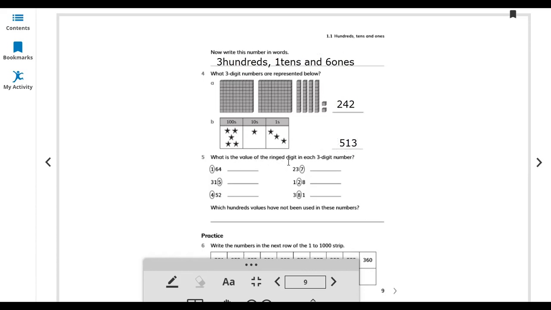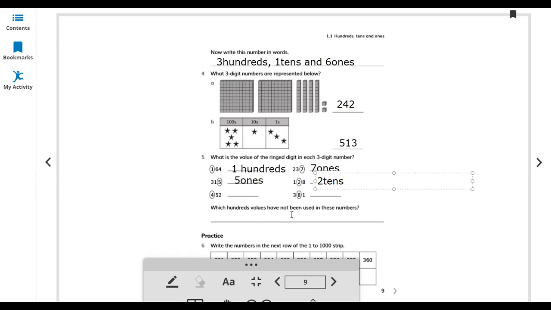Question number 5. What is the value of the ringed digit in each 3-digit number? So this is at the ones, tens, and hundreds place value. You can write here 100. And what about 5? This 5 is at the ones place value, so 5 ones. Also 4 at the hundreds place value, 400. 7 at the ones place value, 7 ones, and 2 at the tens place value, so 2 tens. Like this for the other part.